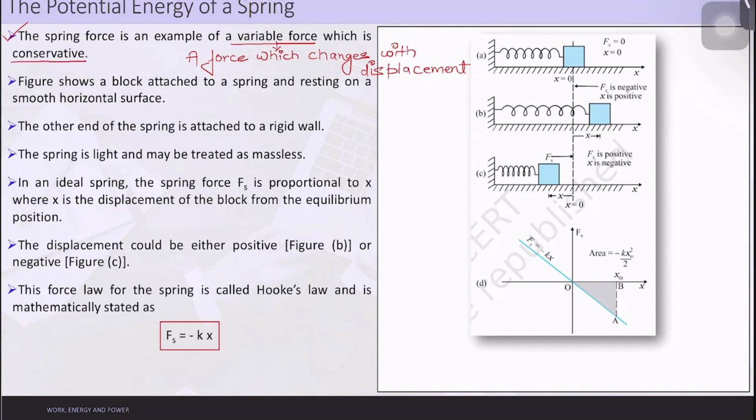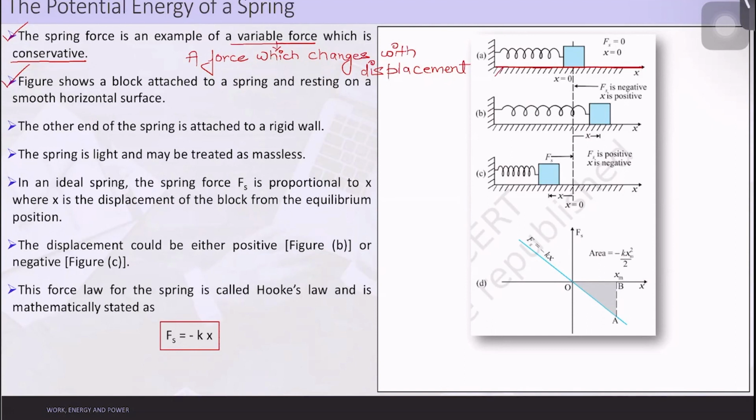So here also we can directly apply the conservation of mechanical energy. That is, the kinetic energy and the potential energy at any location, if and only if the spring force is acting, can be said to be conserved, or basically they can be said to be constant. Right. Moving on. Figure shows a block attached to a spring. Let's understand each and every word so that there is no confusion in the future. Figure shows a block attached to a spring and resting on a smooth horizontal surface.